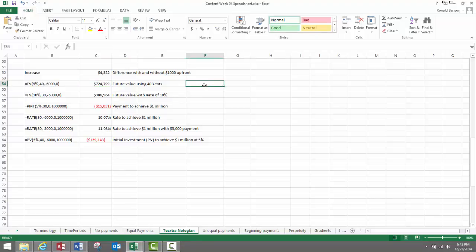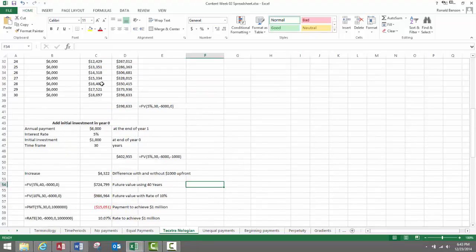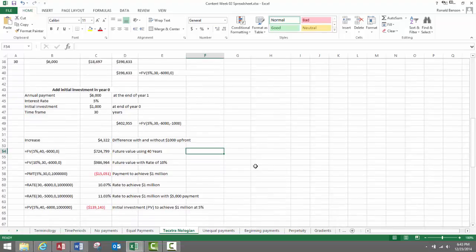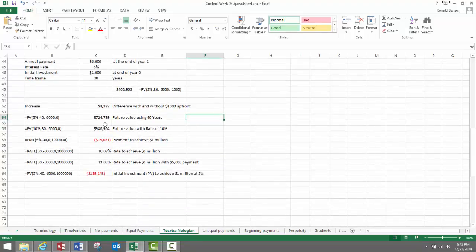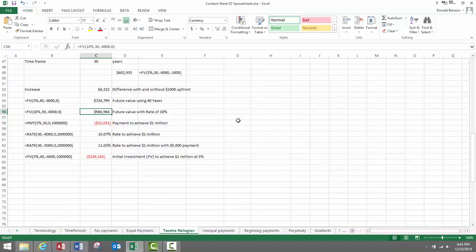You earn a lot of interest in those last few years, 16, 17, 18,000, 28, 29, and 30. That's going to keep going up for years 31 to 40. So it makes a big difference. Compounding really comes in and makes a large difference in later years.